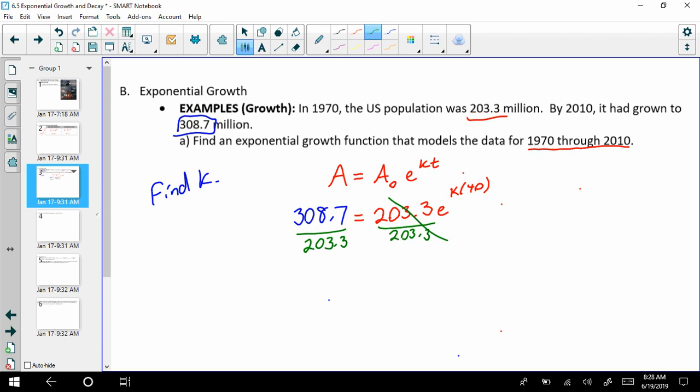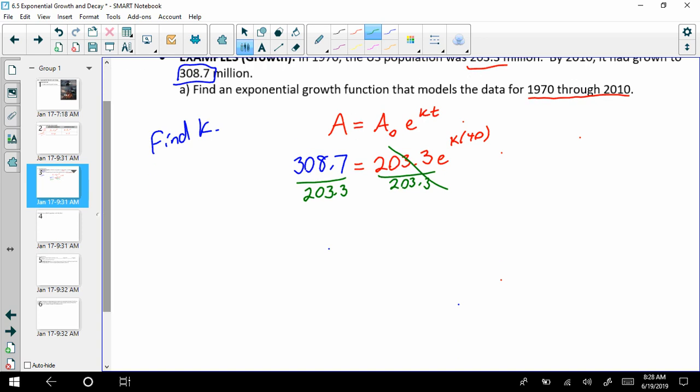Now, to try and keep our answers as exact as possible, I'm not going to put this into a calculator yet. I'm going to leave it. It's not pretty, but I'm going to leave it as just this fraction. And on the other side, I'm going to write that as 40k. Okay, so we're a little bit closer to getting k alone. What would I do next?